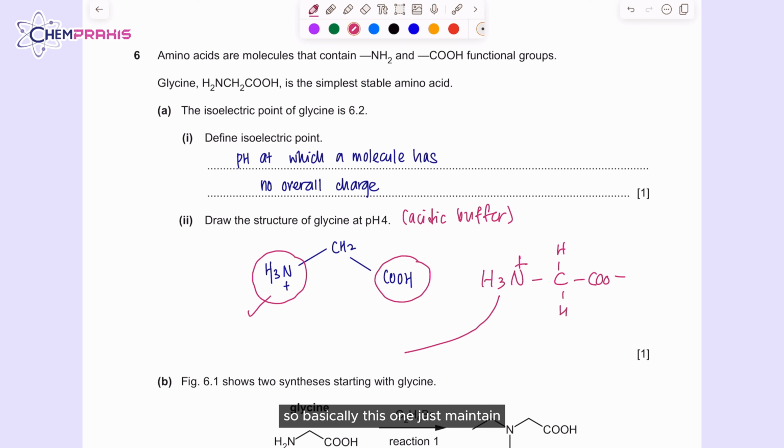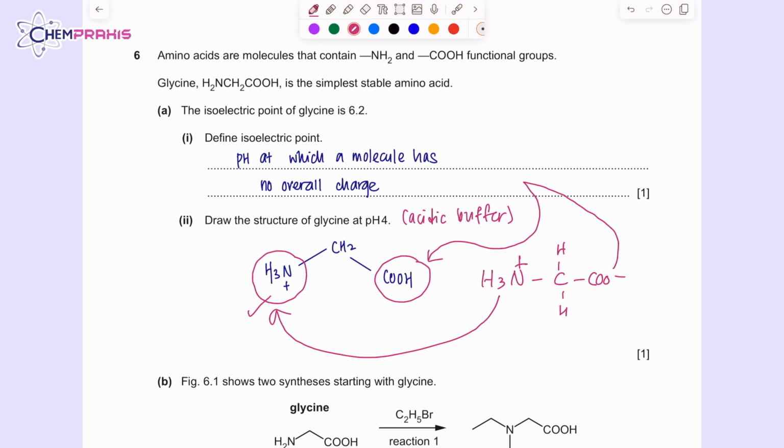So basically this one just maintains, and this one under acidic condition, they will receive the H plus ion to form COOH.